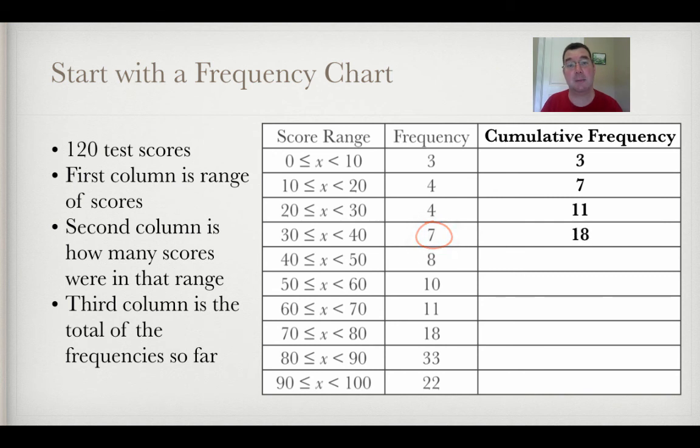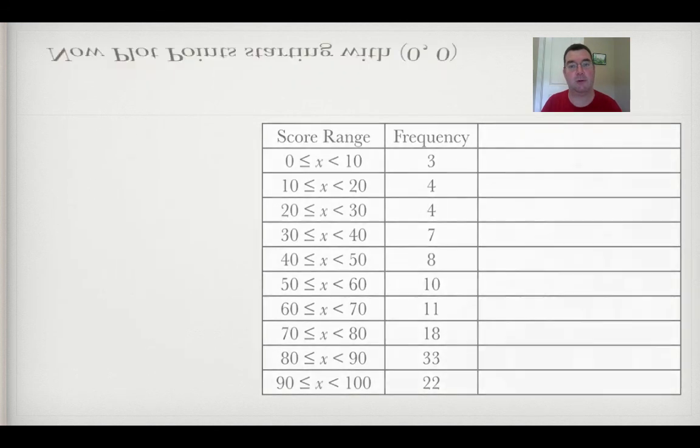And I'm basically taking my total and adding the next number in the frequency column. So I'll add 8 next, and that will give me 26. 26 plus 10 is 36. 36 and 11 is 47. 47 and 18 is 65. 65 and 33 is 98. And 98 and 22 is 120. And so hopefully when I'm done, the number at the very bottom of the cumulative frequency column represents the number of scores that I'm actually dealing with, which was 120. So I know I've done everything right.